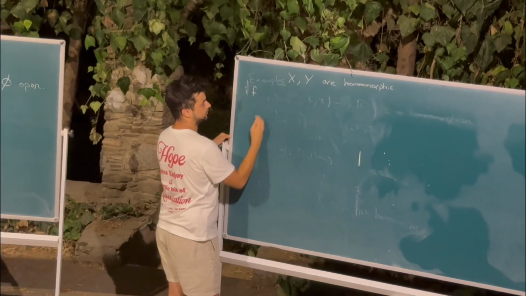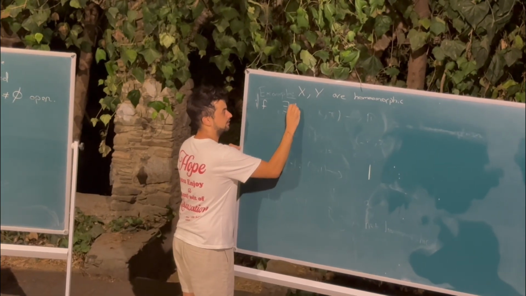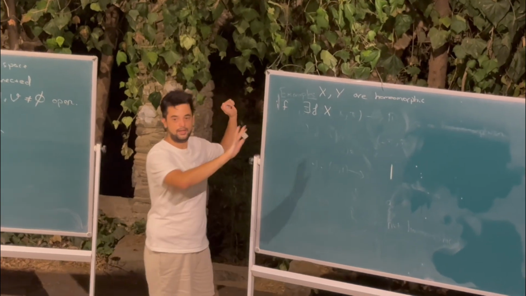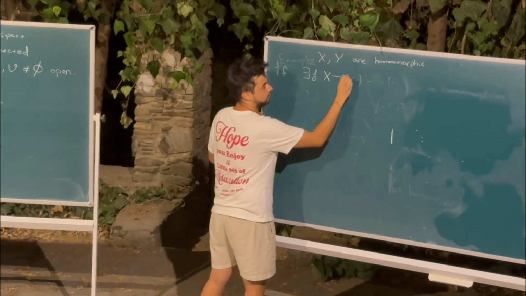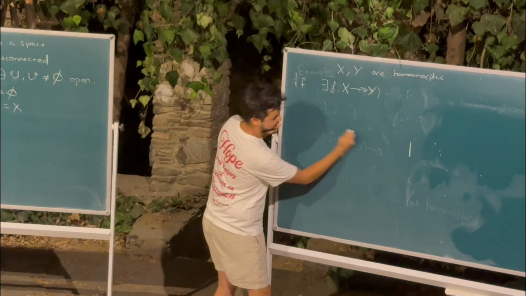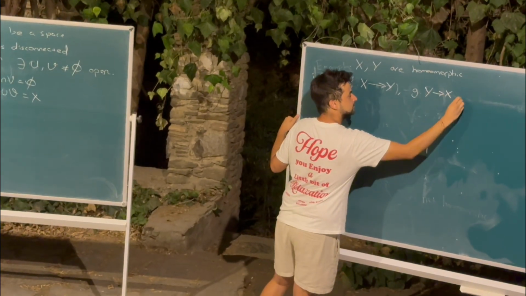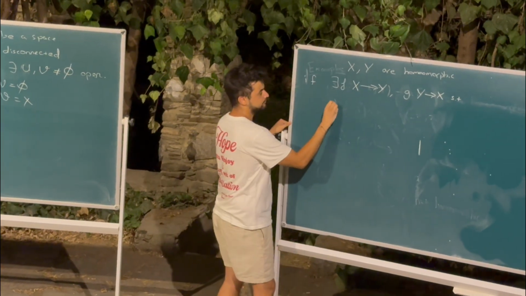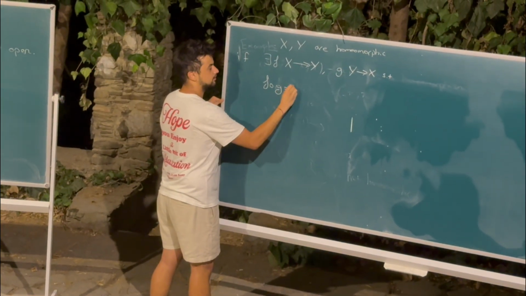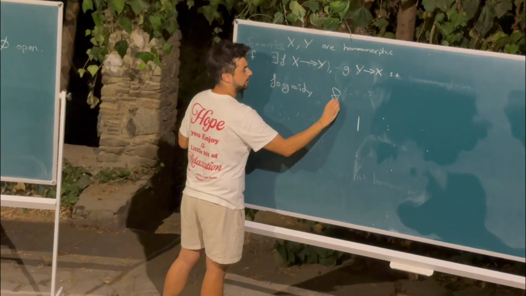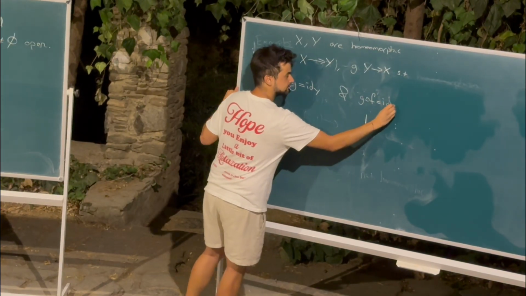Okay, now I'm gonna change the definition, but you can easily see that it's the same definition that we started with. There exists f. Okay, from now on, every function is continuous, unless I state otherwise. f from X to Y. Okay, this looks very bad. And g from Y to X, such that f composed with g is identity of Y, and g composed with f is identity of X.